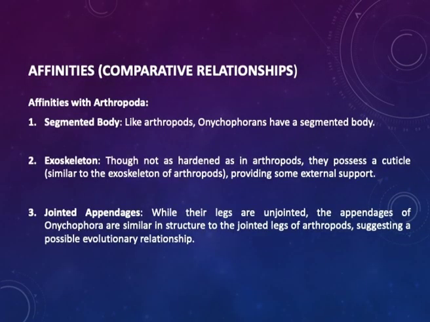Now coming to affinities. What are the affinities or comparative relationships with the different phyla like Arthropoda and Annelida? They are showing a relationship mostly with Arthropoda and Annelida. So, what are the affinities with Arthropoda? They have a segmented body like Arthropoda, and Onychophorans have a segmented body.